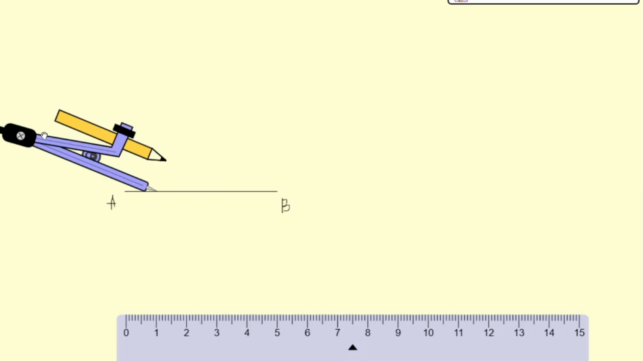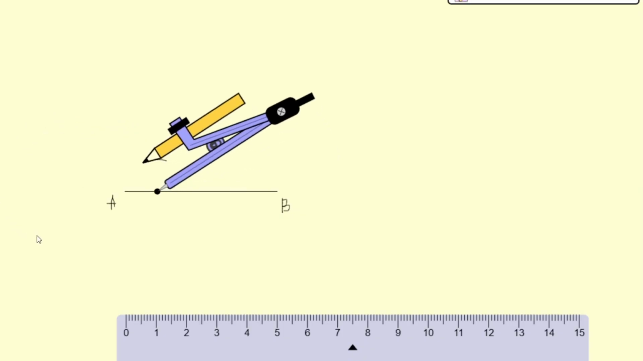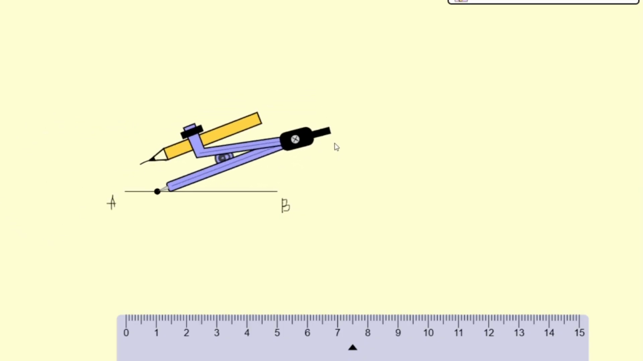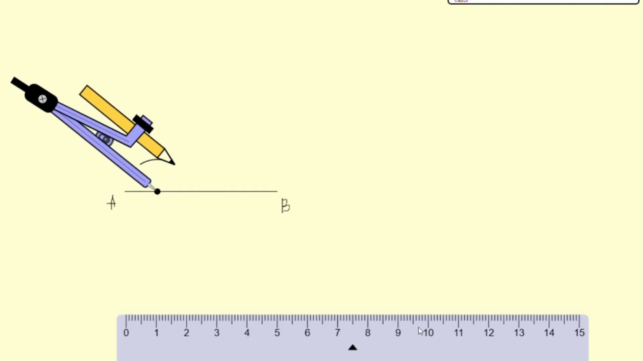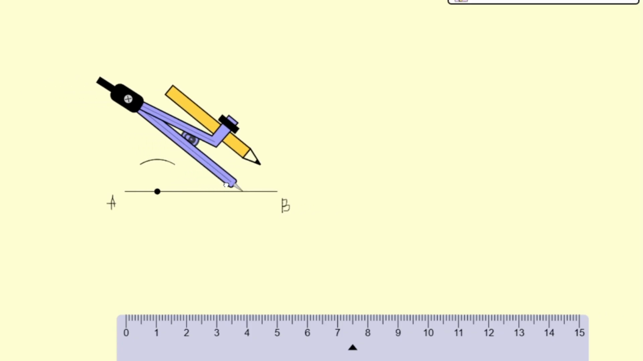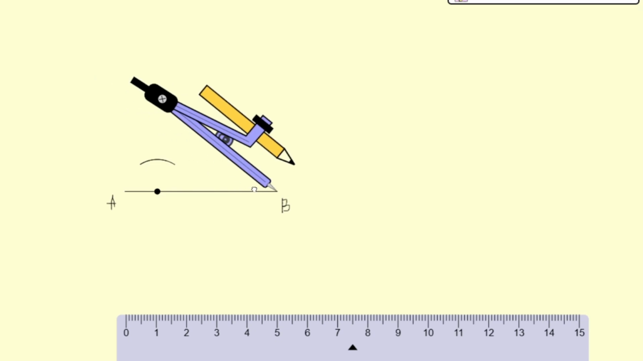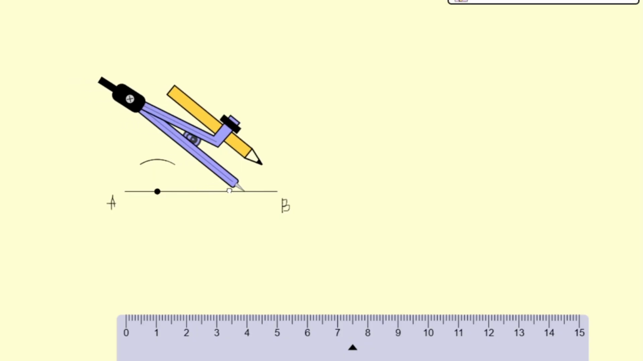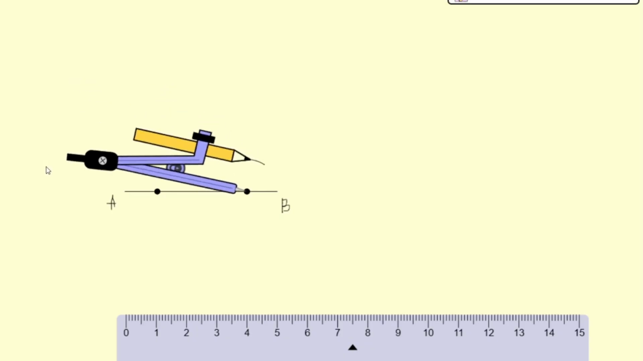Then I'm going to scribe it's like a little upside down smile slightly. All right, so I scribe an arc, and then I'm going to do the same thing on the other side. Not too close to B, not too close to the middle. Here's about just right.